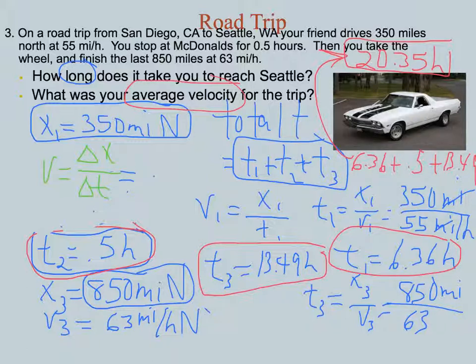But I don't know the total distance, do I? But can I find the total distance? Do I know how far I went in the first segment? 350. Do I know how far I went in the third segment? 850. How far did I go in the middle segment? Well, I didn't go anywhere. I was eating hamburgers. So that doesn't really count because you didn't go any distance. So we're going to do 850 plus 350.